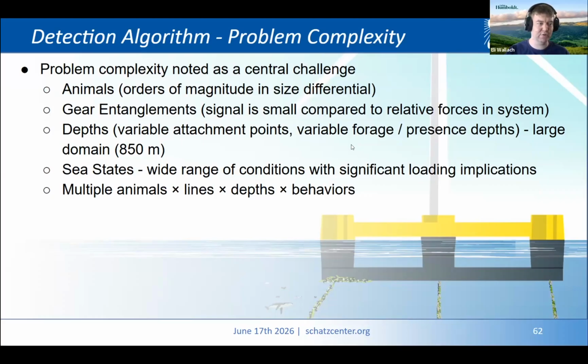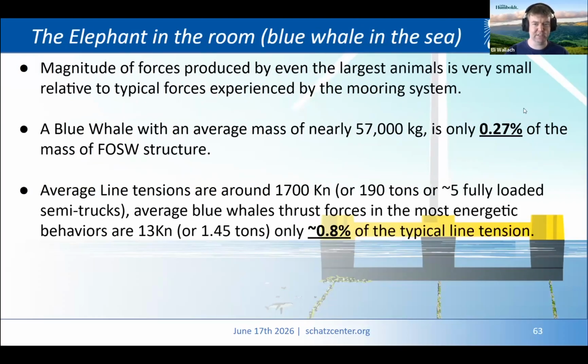Another key challenge is the magnitude of forces produced by entangled animals and fishing gear. These forces are very small relative to the scale of offshore floating wind turbines and mooring systems. Even the largest animal ever, the blue whale, is only about 1/4% of the mass of the entire system, despite having a staggering mass of almost 57,000 kilograms. To further illustrate this challenge, we can consider the typical line tensions in the upwind mooring lines are around 1,700 kilonewtons, or 190 tons under Earth's gravity, and to use some highly non-scientific units, about 5 fully loaded semi-trucks. The most energetic behavior simulated for blue whale generate only 13 kilonewtons average thrust force, which is only 0.8% of the working line tension.